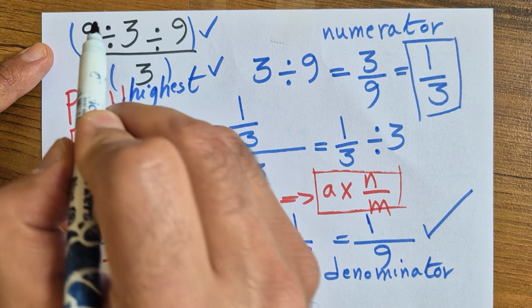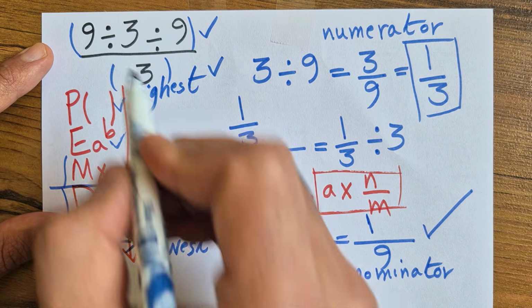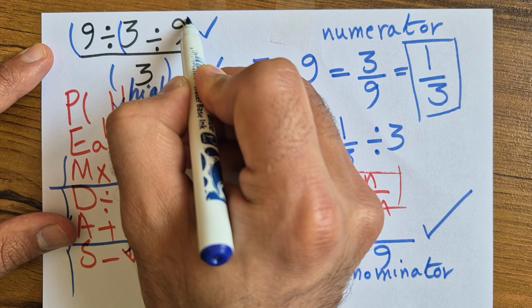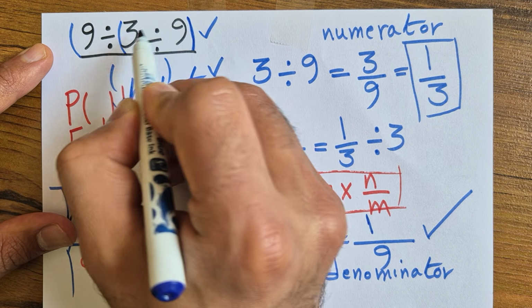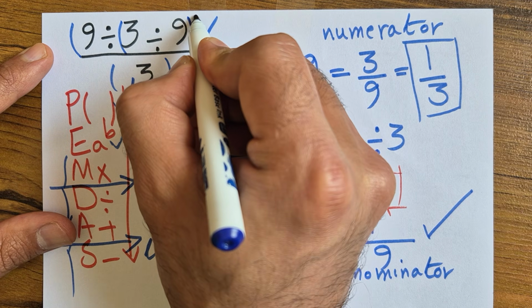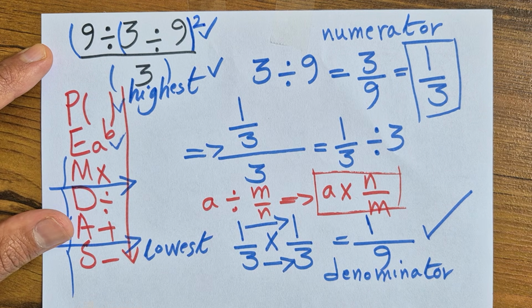So let's make it a little difficult. Please make sure to do this. What would the answer be if we had just this part? 3 divided by 9 inside parentheses and raised to the power of 2.